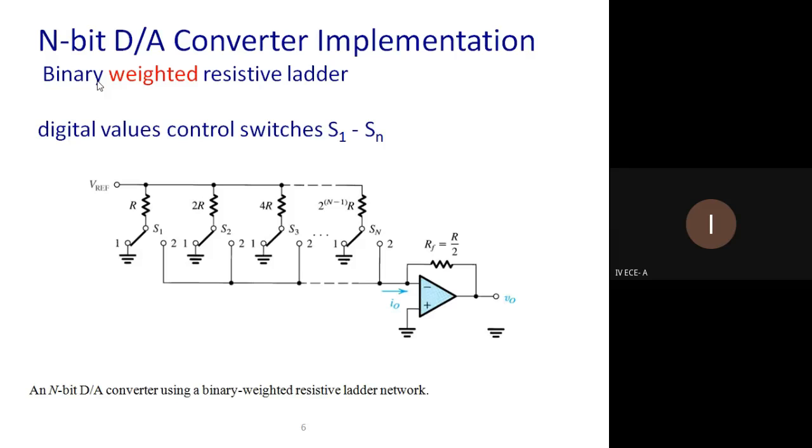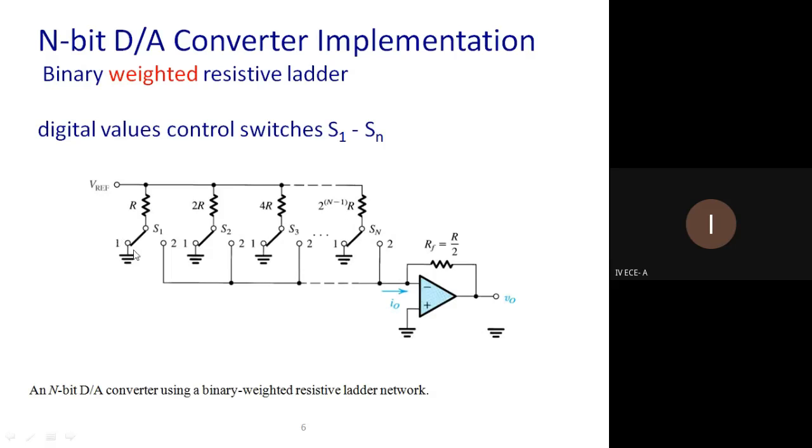This diagram shows the weighted resistor type D2A converter, for an n-bit implementation. This is a circuit for converting digital signals into analog signals. We use an amplifier circuit, an operational amplifier IC 741. Here we give the input signals to the inverting terminal. The feedback resistance is RF equal to R by 2. Here we are giving the reference signal, V reference.